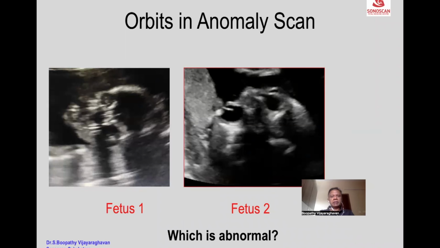Hi, we'll see another case scenario of image to diagnosis involving the fetal orbits. Now, these are orbits, image of orbits taken during the anomaly scan of two fetuses. So, fetus 1 and fetus 2. Which of the cases do you think is an abnormal image of orbit?